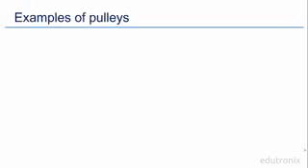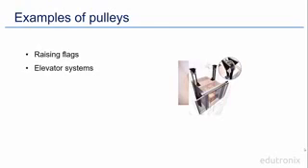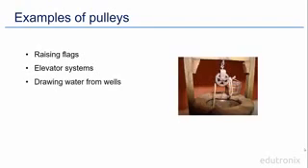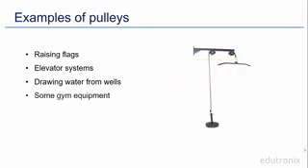Examples of pulley systems in real life include ropes that are attached to the top of flag poles in order to raise the flag, and elevator systems which carry people either from the bottom to the top of a building or from the top to the bottom. Pulley systems are used to lower buckets into water wells and then help to pull back the water from the well. Certain gym equipment also rely on the use of pulley systems or machines.